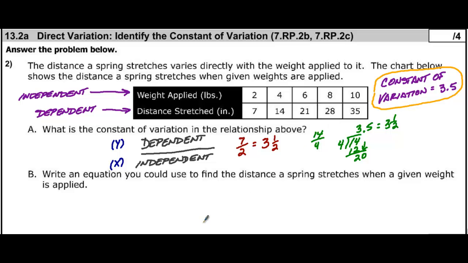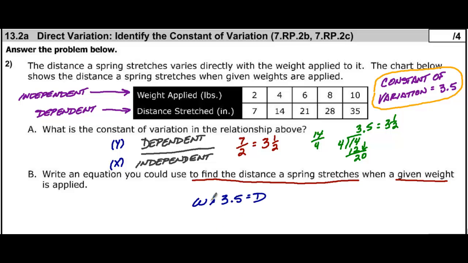So that takes care of the first part of our question. The second part is write an equation you could use to find the distance the spring stretches when given a weight. You have to be really careful with this. So you put a certain weight on, how far will the spring stretch? You have to be sure you read these carefully because you have to do them in the right order. And the formula would be this. Whatever weight you put on times 3.5 will give you the distance.